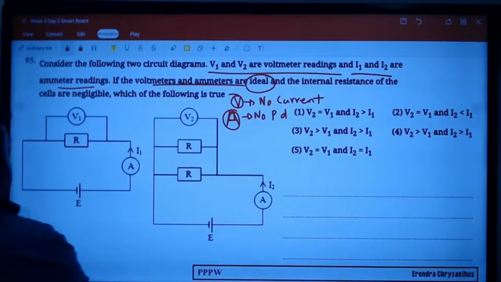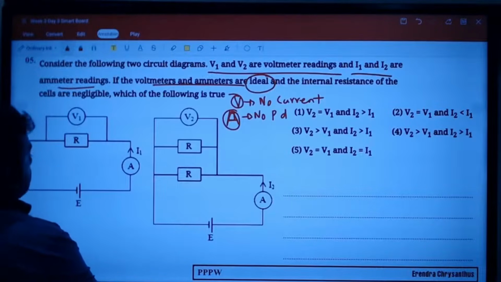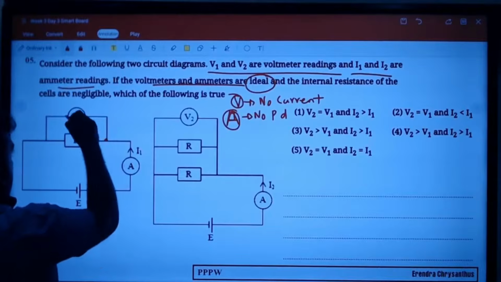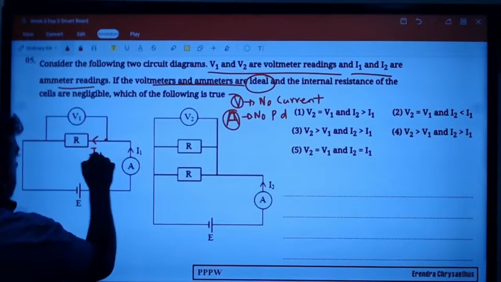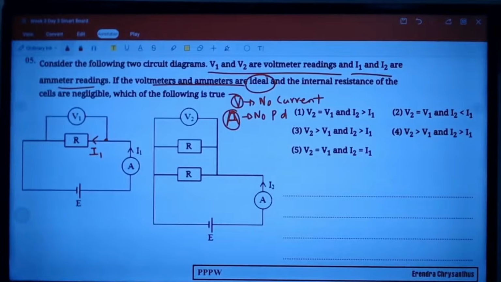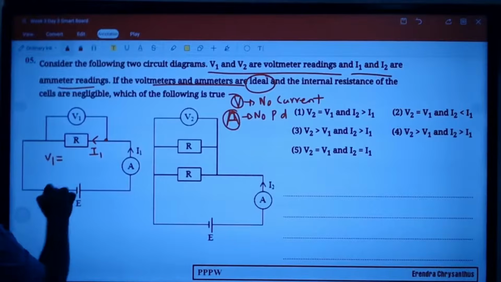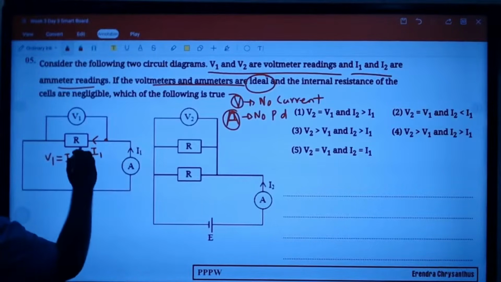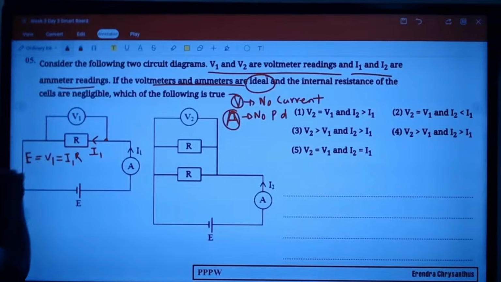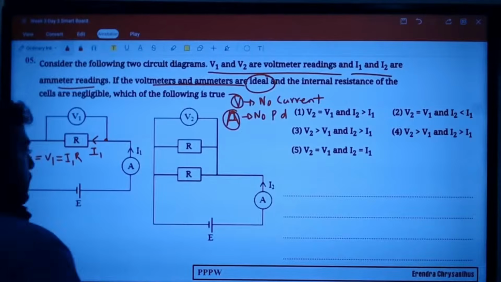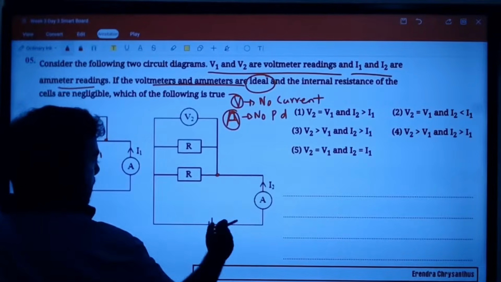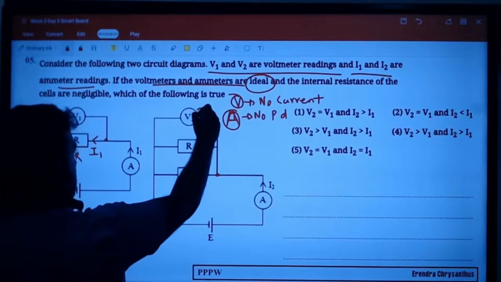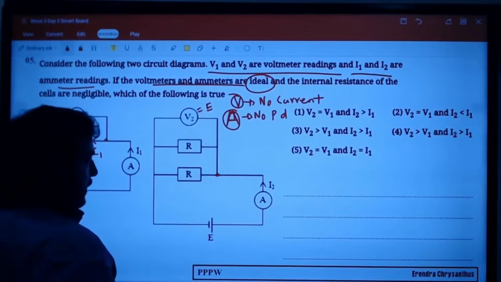EMF is given here. Current is passing through, won't go through the voltmeter, all the current passes through here. So we can easily say V1 is equal to I1R. No potential difference here, so V is also equal to E. What can you say here? No potential difference there. V is also equal to E, right?